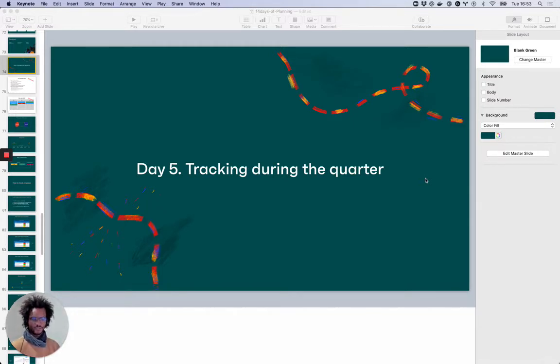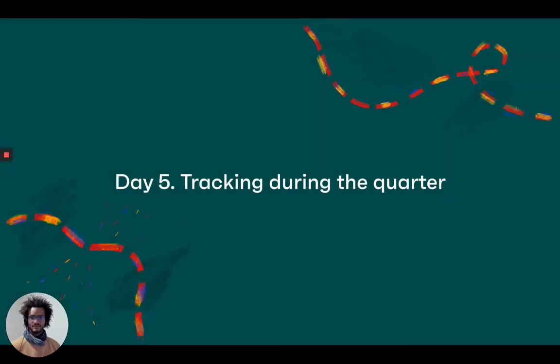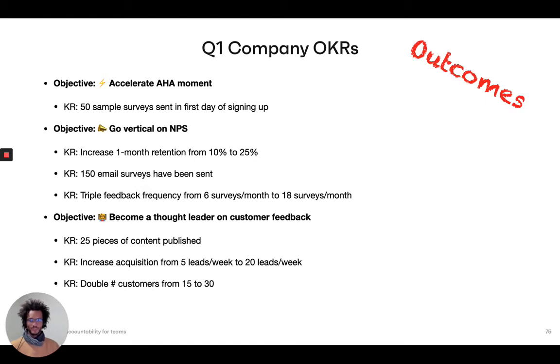So up to now, we looked at how you can come up with a plan. So let me start the keynote. So this is what we did. We created a set of OKRs for the quarter for a company that does NPS as a service. And so here we have some objectives and key results. And those are the outcomes that we want to have.